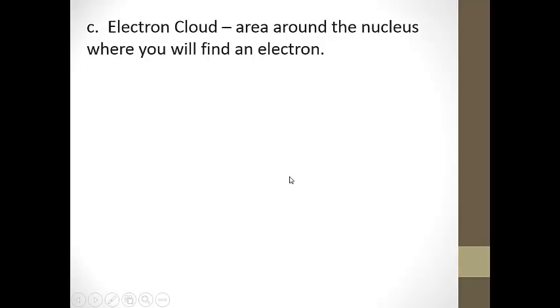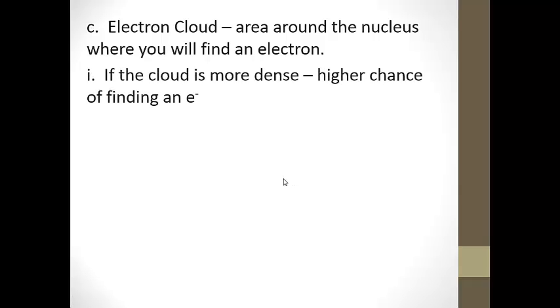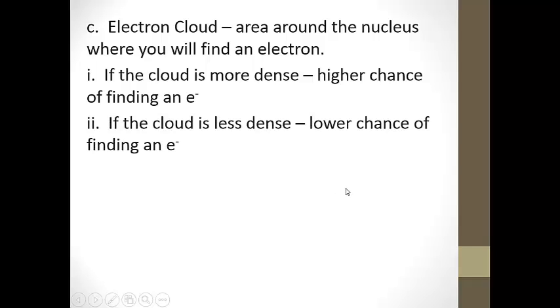So the cloud is the area around the nucleus, because that's where you find electrons, outside of the nucleus. And if the cloud is very dense in his probability model, the more dense an area is, the likelier you are to find an electron. And when the cloud is less dense, then there's less of a chance. And this is the only person I didn't provide a model with.